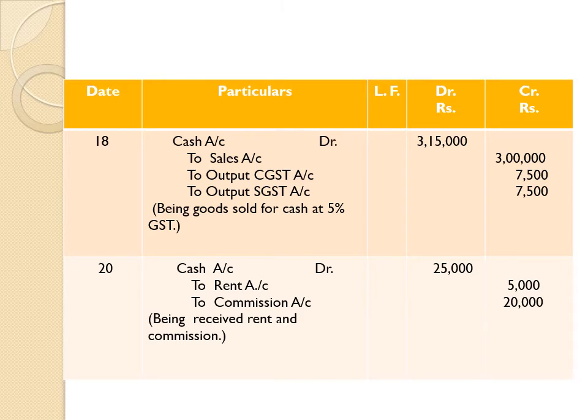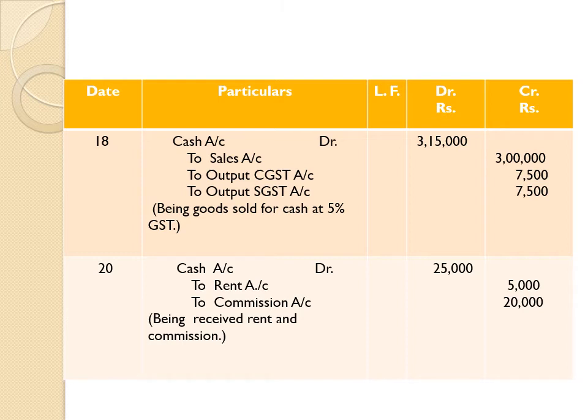Then on 18th April, sale of goods of rupees 3 lakh at 5% GST. So 5% of 3 lakh comes to rupees 15,000. This 15,000 has been divided into central government and state government equally.